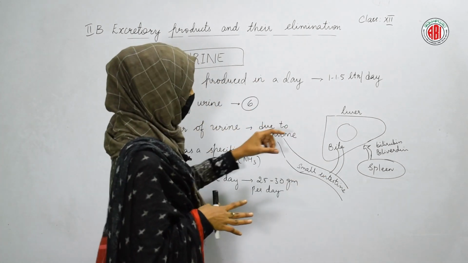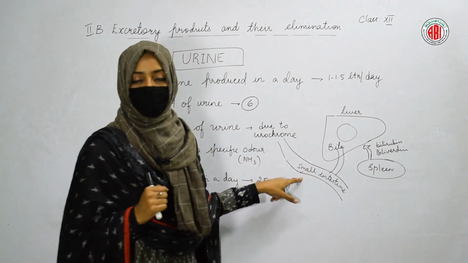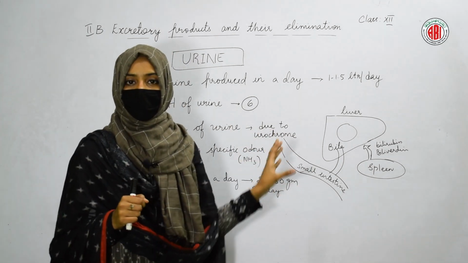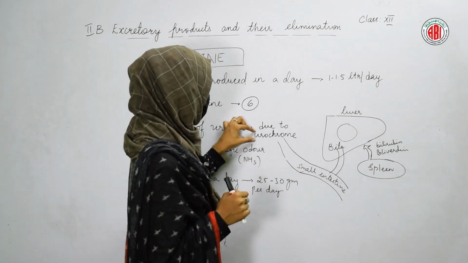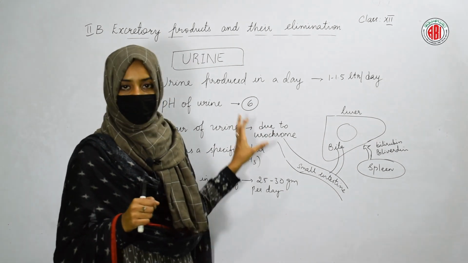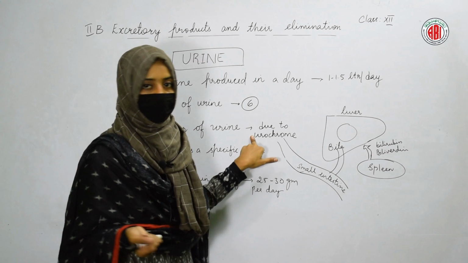Now, when these pigments mix with the bile, it is transferred to the small intestine. When it enters the small intestine, it can be given to the kidneys in the form of another pigment, that is urochrome. As urochrome is present in the collecting duct, the urine shows the yellowish color due to the presence of the pigment called urochrome.